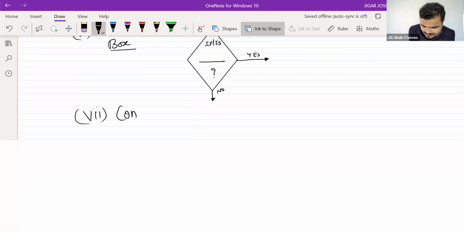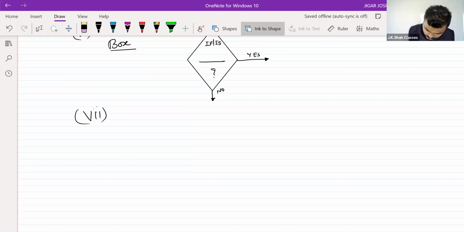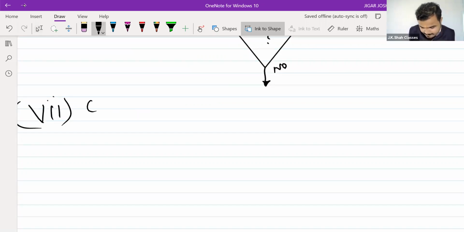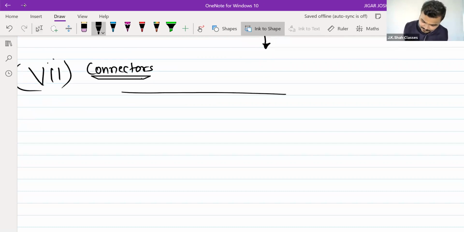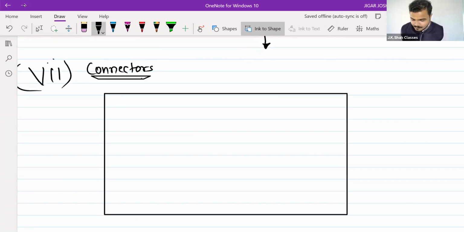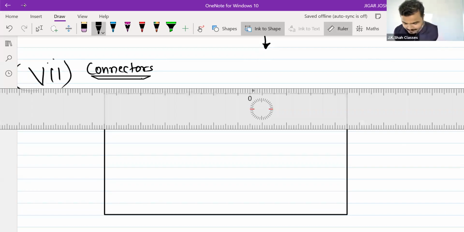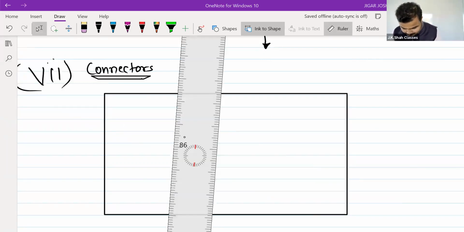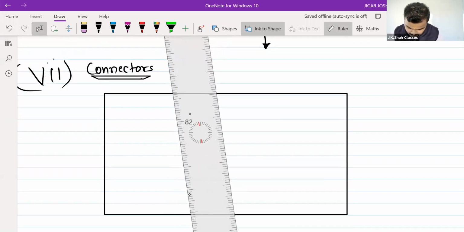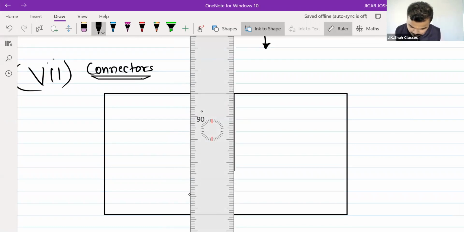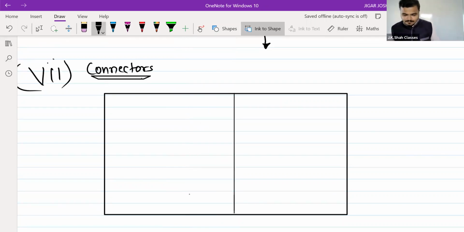Last one, my dear children, is called connectors. Okay. So when will connectors be used? Let me tell you, people. Presume this is your notebook. Yes, sir. And my dear children, two pages are there. Okay.